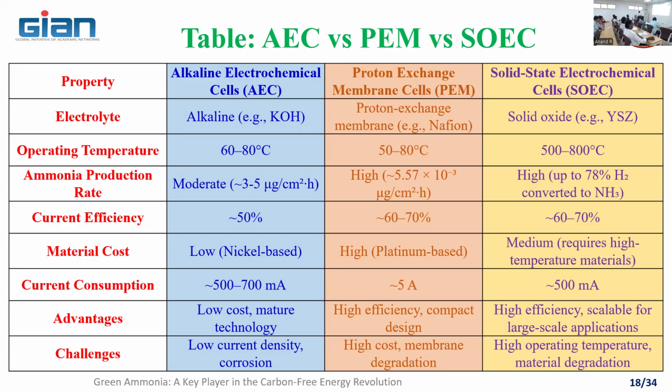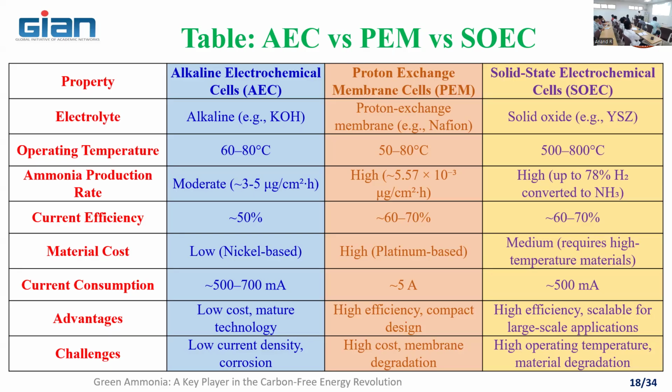Alkaline, the current consumption is 500 to 700 milliamps. Proton is about 5 amps. This one, solid state, is almost 5 amps. So to keep the same current consumption, solid state electrolytes are better than the alkaline electrolytes.